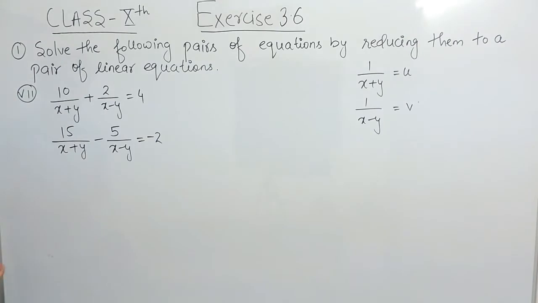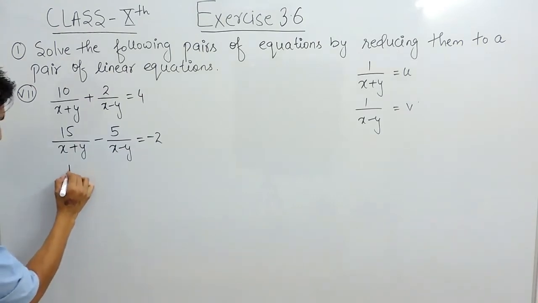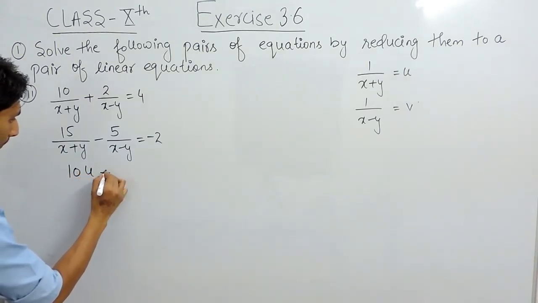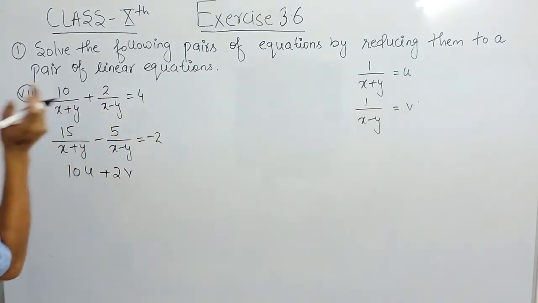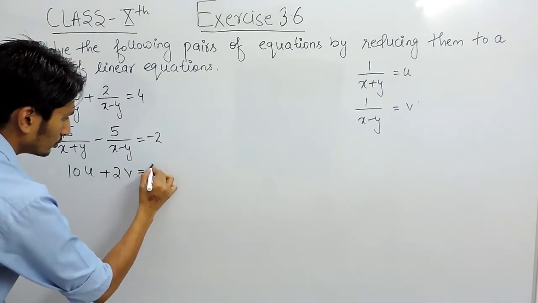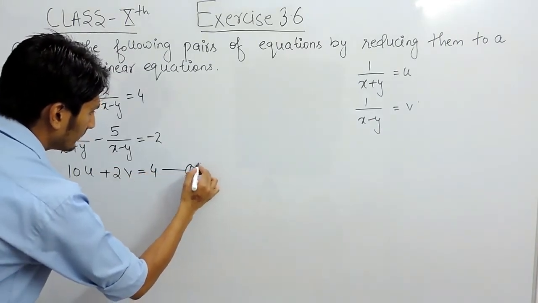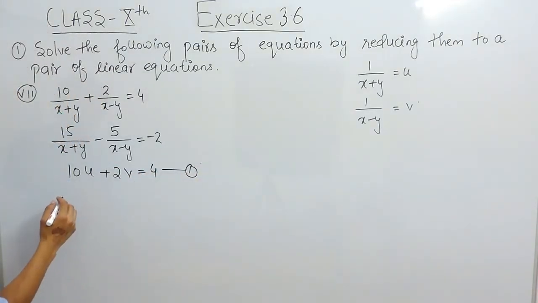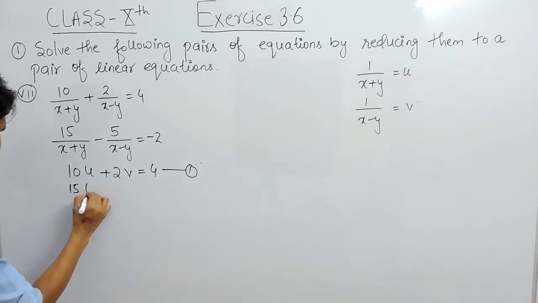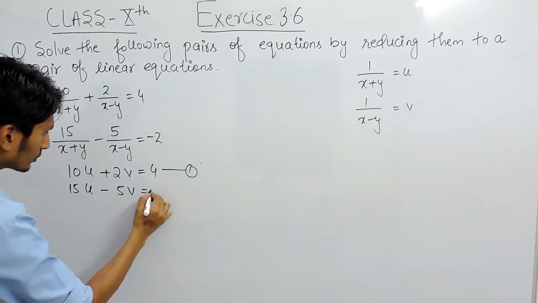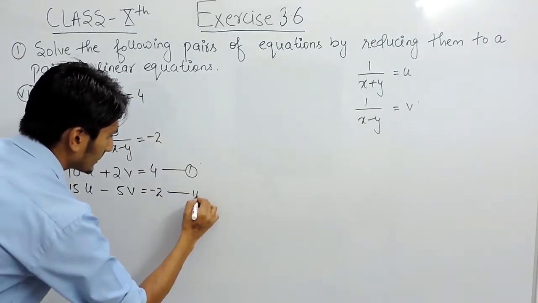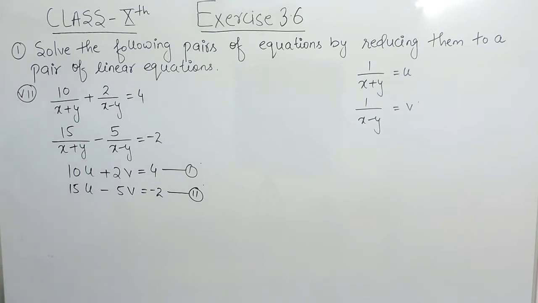So our new equation will become, because in place of 1 upon x plus y we can write u, our first equation will become 10u plus 2v, because in place of 1 upon x minus y v can be written, equals 4. This is our first equation. After that, the second is 15u minus 5v equals minus 2. This is our second equation.